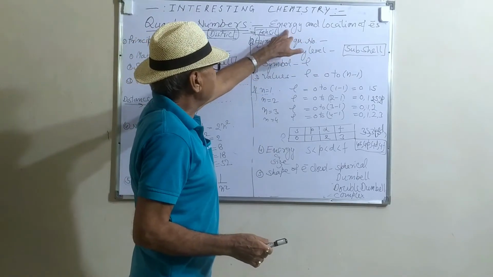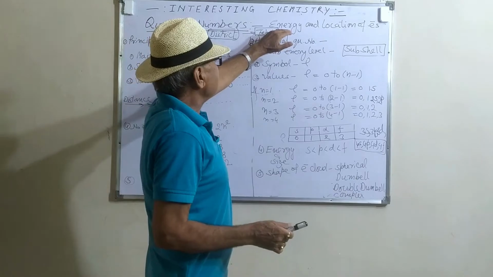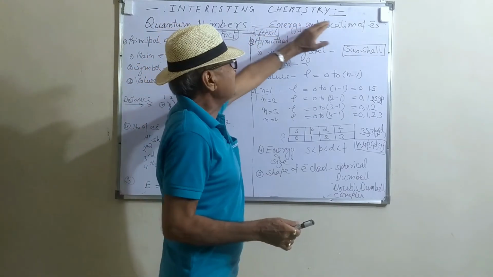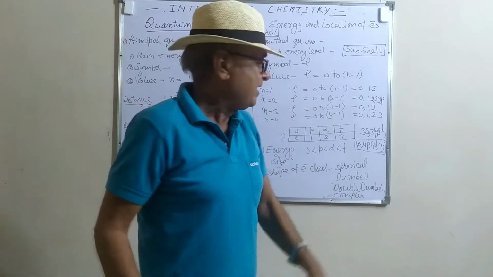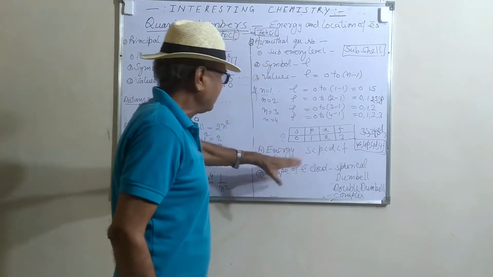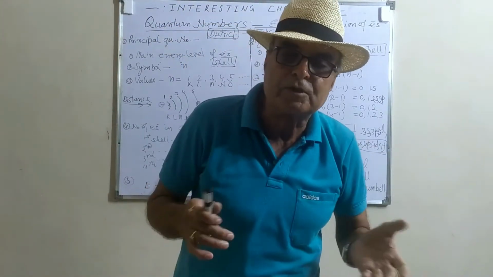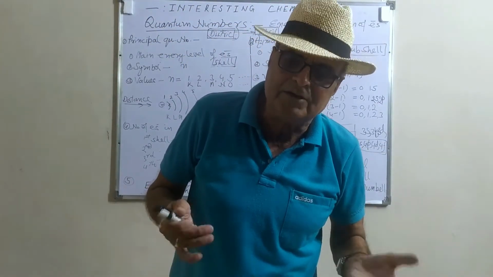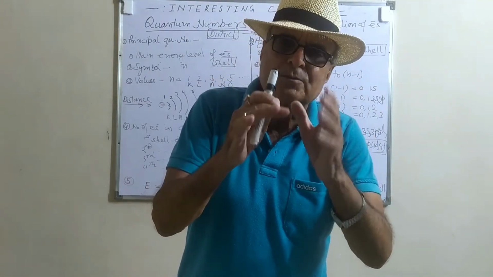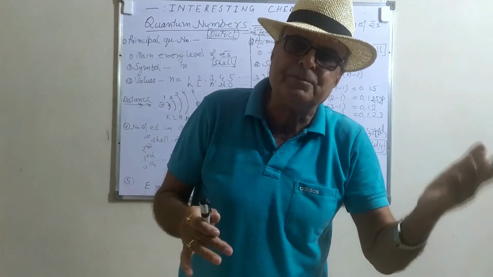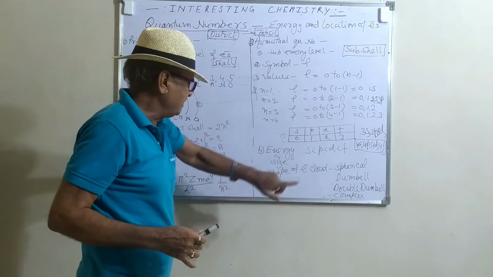As I told you in the previous class, these quantum numbers define the energy and the location. So this is the location, the f subshell, and the energy is also defined, because the energy of the f subshell is greater than d, and the energy of the d subshell is greater than p, and so on. So it is the sequence of the energy levels.